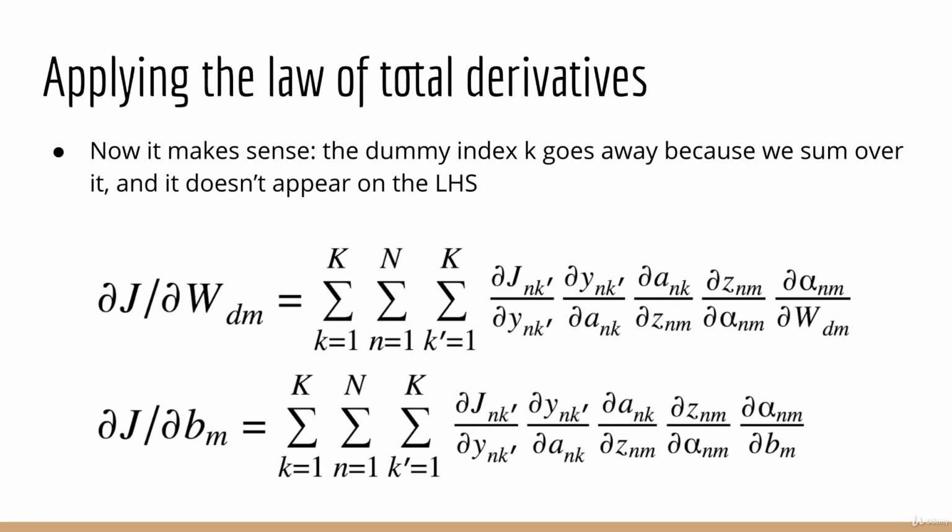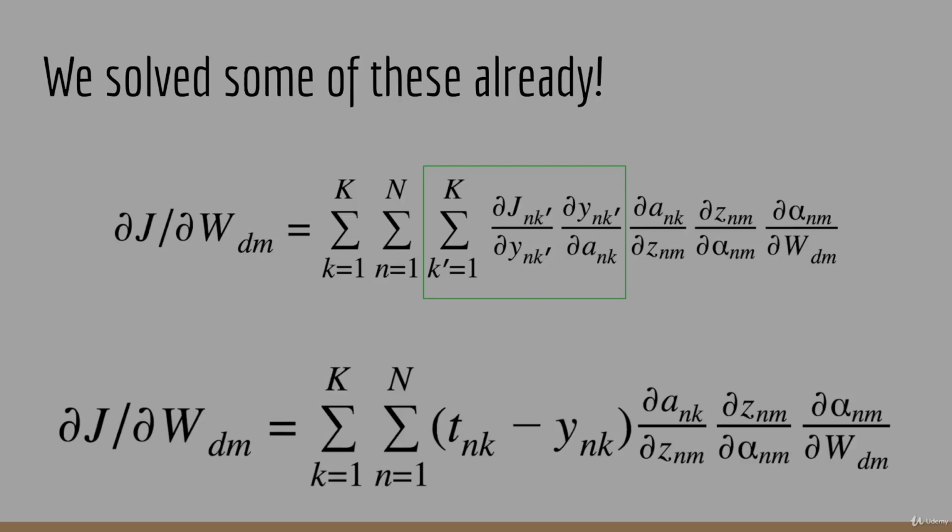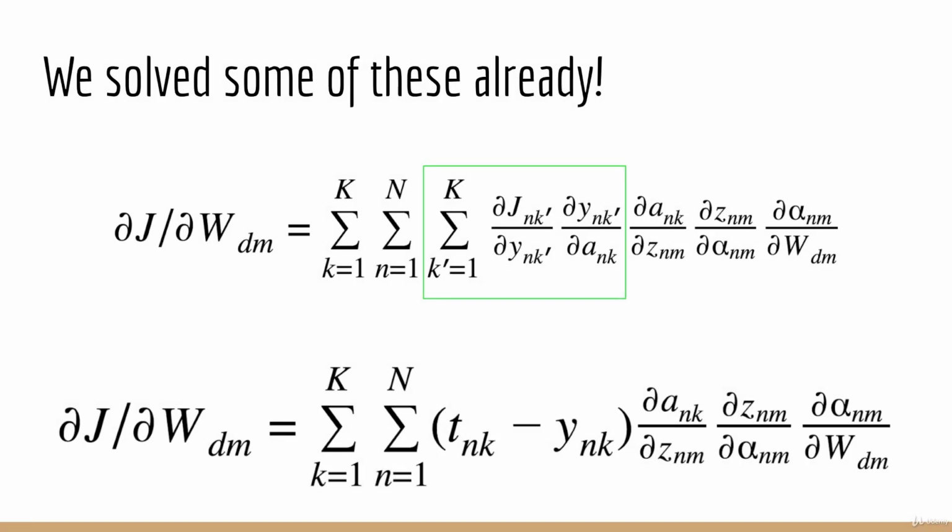So what does this mean for us? It means that in order to get rid of this pesky dummy variable k, we actually have to sum over all the possible values of k. So notice that we now have a double summation over the output nodes, one over k prime and another over k. Lucky for us, we've already solved the inner part of these summations, so the innermost summation goes away. We know that these combine to just give us t minus y.